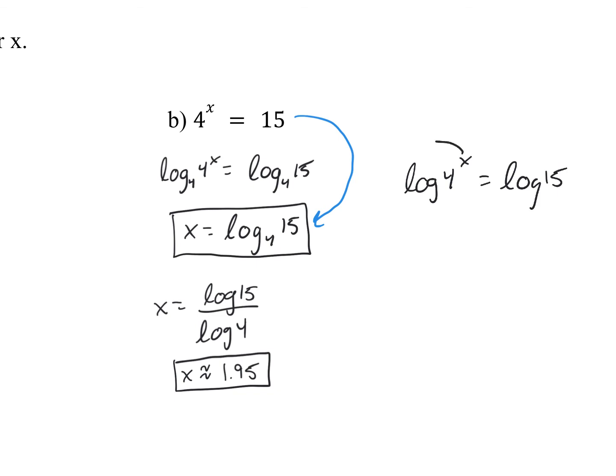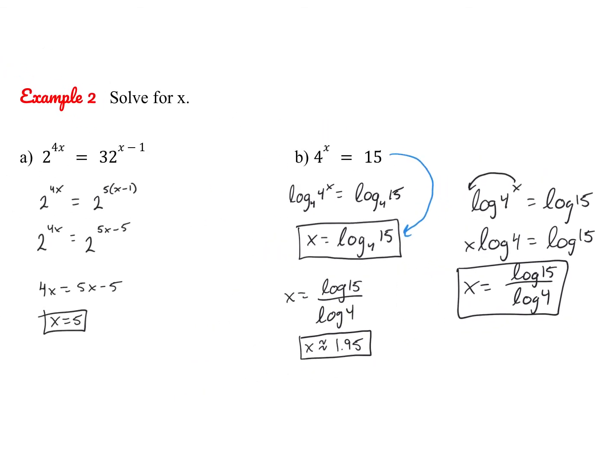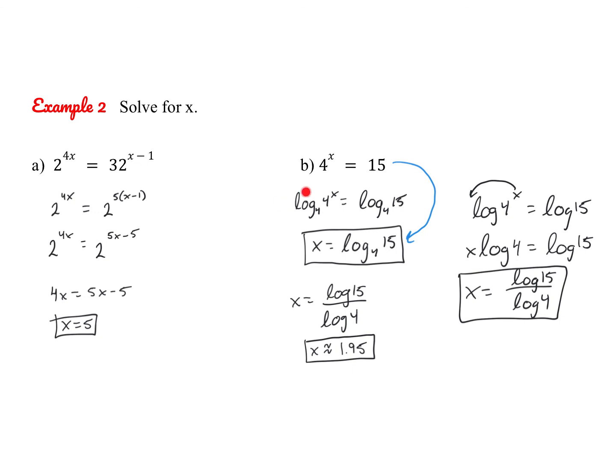And then from here, you could use that power property, and we can move the x out front. And then we can divide both sides by the common log of 4. And again, you'll see that we get the same answer. So these two answers are totally equivalent. And then again, you could plug this into your calculator and you get the same decimal approximation. So there's a few different strategies you could use to solve this, but they all lead you to the same place and just about the same amount of steps.